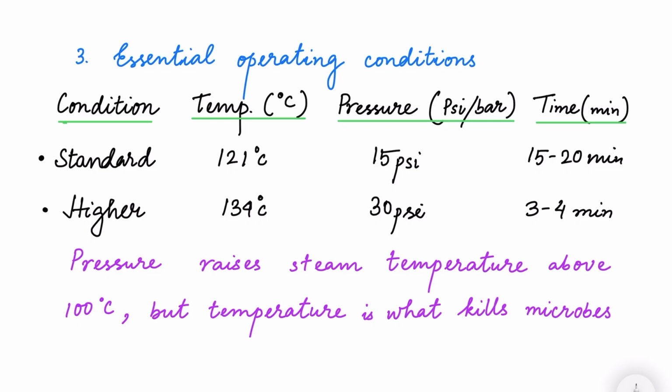A very common misconception among the students is that pressure kills microorganisms. That is not true. Pressure only helps increase the boiling point of the water, allowing the steam temperature to rise above 100 degrees Celsius. It is the temperature, not the pressure, that actually destroys the microbes.